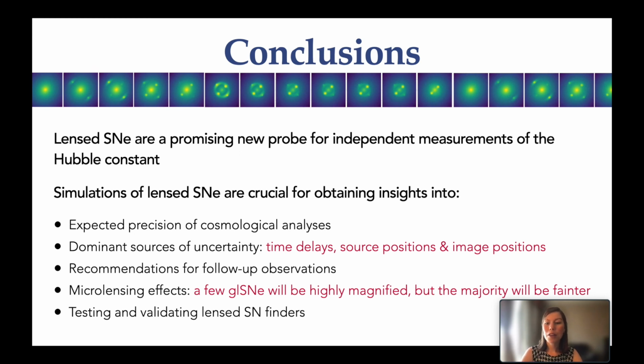And this can then be useful for follow-up observations because we know which parameters to focus on and what data to get. It can also give us new insights into the effects of microlensing. So we found here that a few lens supernovae will be highly magnified, however the majority of them will be fainter, which will lead us to miss out on a few of them. And of course we need simulations to test and validate our lens supernova finders.